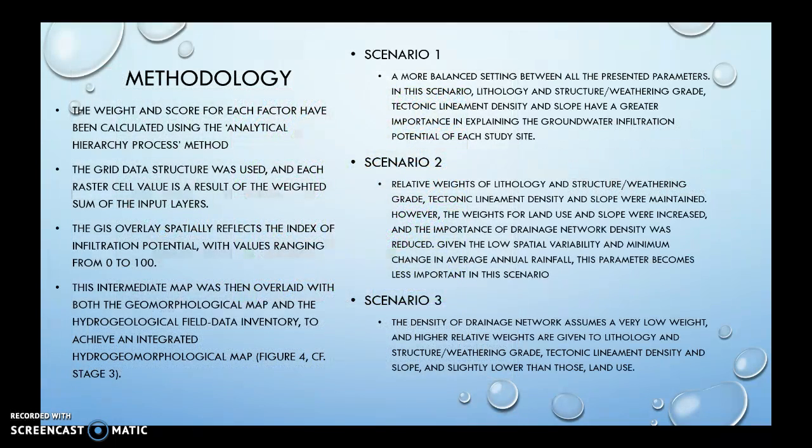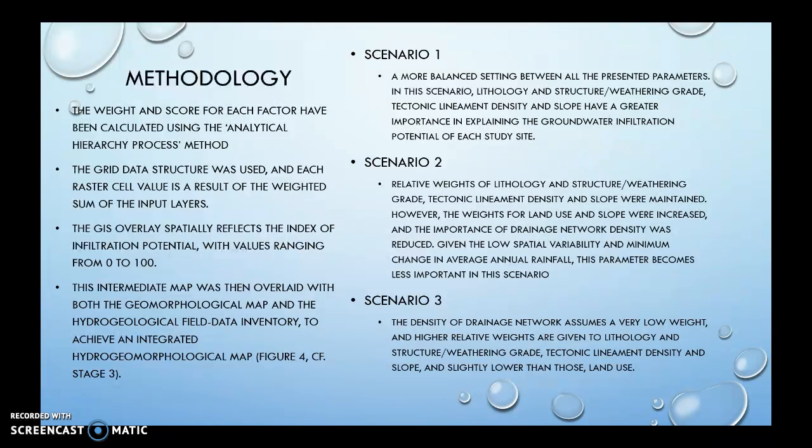So, to get down to the methodology, this is based off of the weighting and scoring of each of the factors in the study, and these factors have been calculated using the analytical hierarchy process. This is a common method used in a lot of GIS-based studies. It's just pretty common that I've seen in the ones I've researched anyway. The raster files used a grid data structure, and each of the raster cell values is a result of the weighted sum of the input layers.